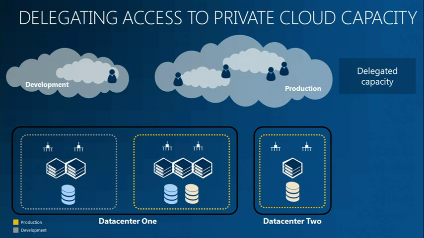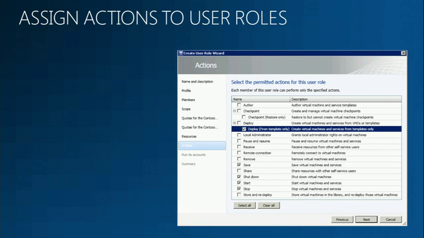So we do that by allowing you to create these things called user roles. And the user role is what allows you to access the individual clouds, but also how much of those cloud resources you have access to. So inside of the user role, you have the ability to assign actions that user can perform. So you have the ability to assign things like, can I author a virtual machine or a virtual machine template? And usually for your self-service users, you would say no to that.